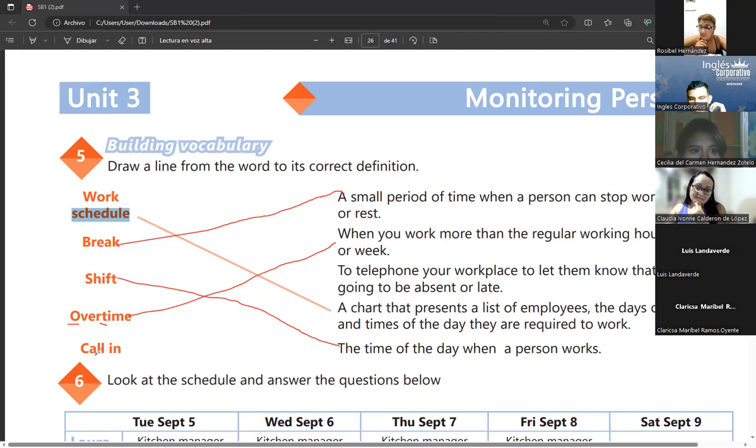Well, so eventually we have call in. That is when you telephone your workplace to let them know that you are going to be absent or late. All right. So tomorrow we're going to continue with the exercises from Unit 3.